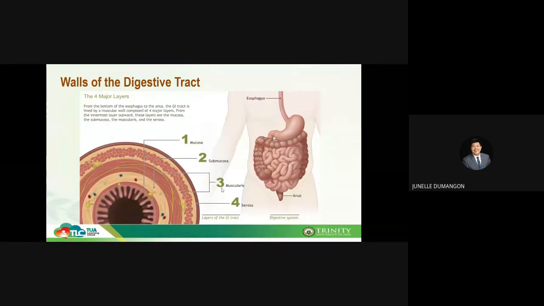The third layer is your muscularis layer. And then another layer outside. So the muscularis layer is a thick layer, guys, of muscles. And actually, there are 2 major layers of muscles. The inner layer, as you can see here, has a circular orientation. Circular, inner circular. And then the outer one, the orientation is longitudinal.